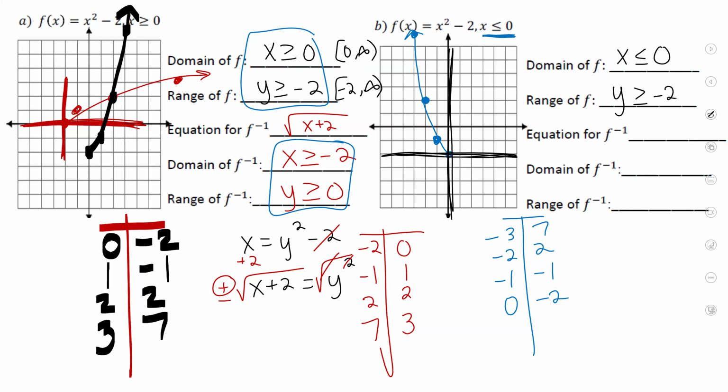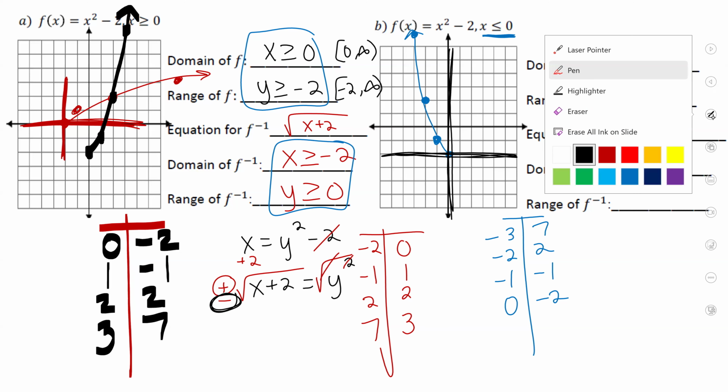Okay, now let's talk about the inverse. What's the equation for the inverse? We wrote it down here, but this time it's going to be the negative side. So you're going to put negative square root of x plus 2. And you'll see why when we graph it.